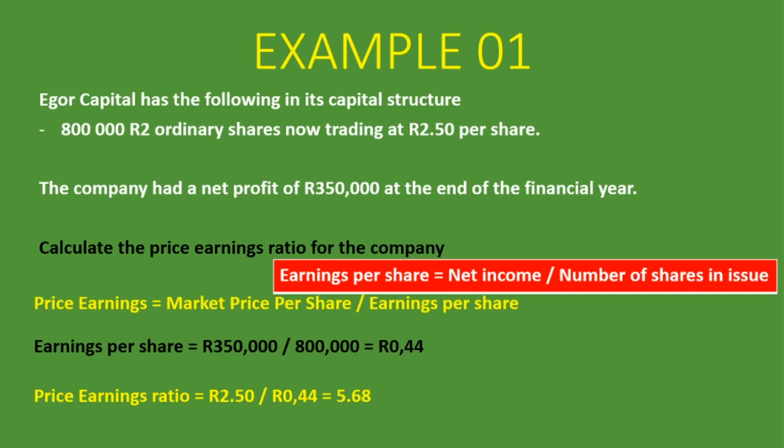And that is what the price earnings does. You're able to tell how much you are paying for each rand of earning. You're also able to tell how much above the earnings the market price is trading, and it's 5.68. And that is the price earnings ratio.